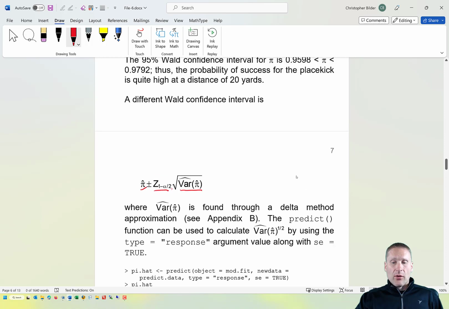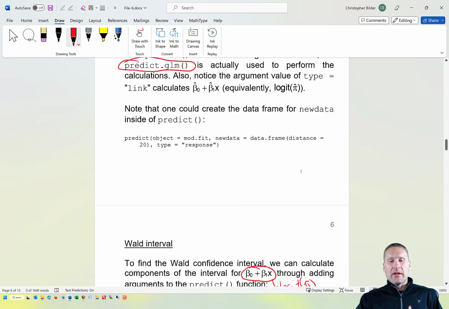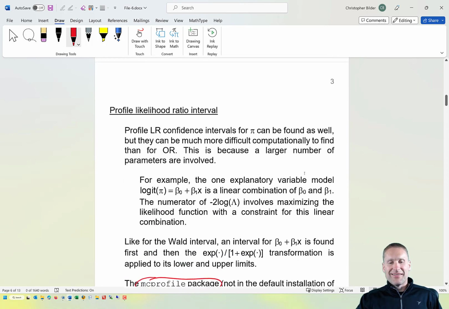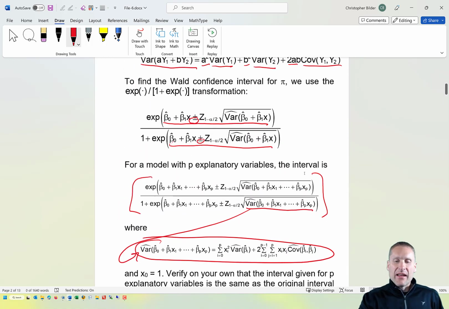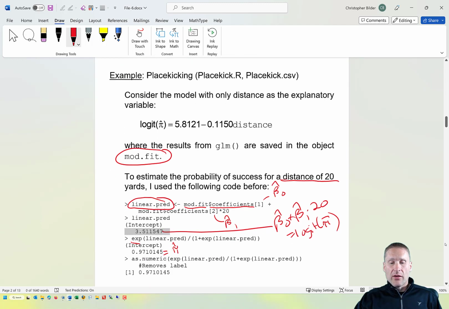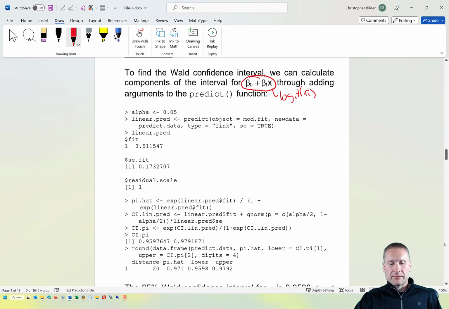Now with our interval, using this transformation that involves the exponential function that we saw, this restricts the values to always be between 0 and 1 for the lower and the upper limit. So that's why I recommend using this version of the Wald interval versus the other version of the Wald interval.